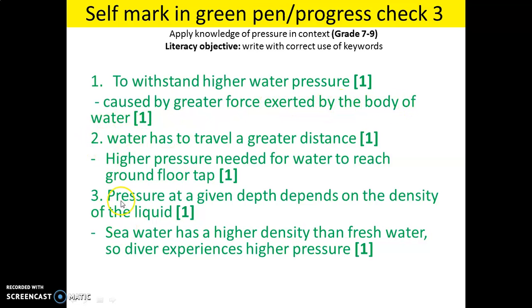And here are the answers to questions 2 and 3. Question 2, the water has to travel a greater distance. Higher pressure needed for water to reach the ground floor tap, or you could say a greater size of force needed for the water to reach the ground floor tap, hence higher pressure. Question 3, pressure at a given depth depends on the density of the liquid. Seawater has higher density than fresh water, so the diver experiences higher pressure.